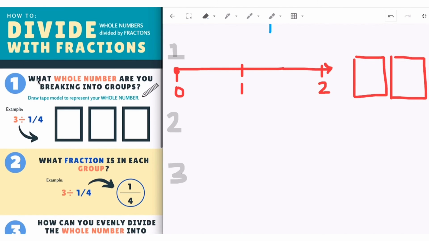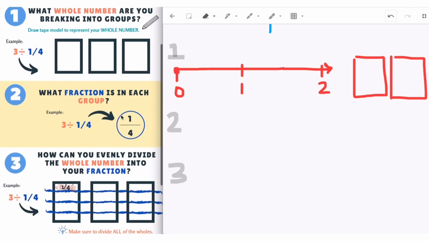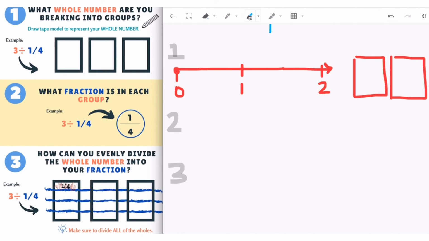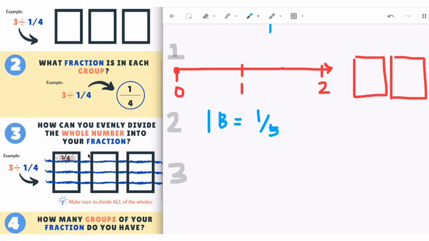So again, we'll start with number 1. What whole number are you breaking into groups? Always starting with 2 feet. Number 2. What fraction is in each group? Well, I know that she needs 1/5 foot of string. So in one bracelet, we need 1/5 foot. Okay, moving on to number 3. How can I evenly divide my whole number by your fraction?